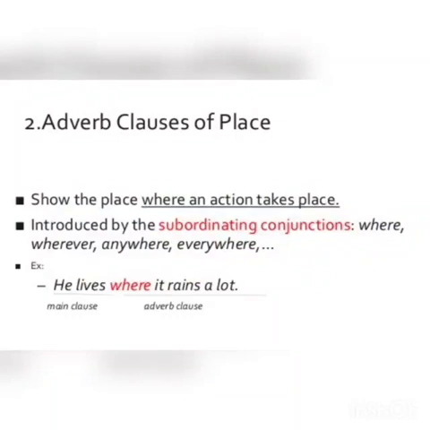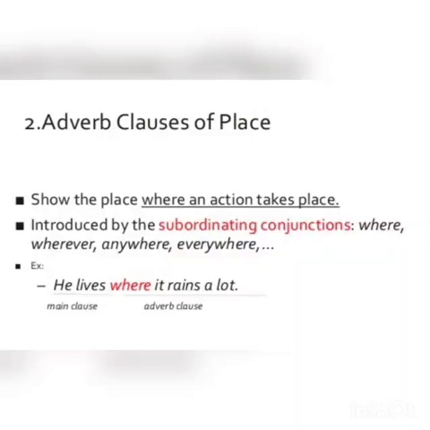Let us move to the next one. Adverb clause of place. Adverb clause of place shows the place where the action takes place, answering the question where. It is introduced by subordinating conjunctions like where, wherever, anywhere, everywhere, etc. Let us see an example. He lives where it rains a lot.